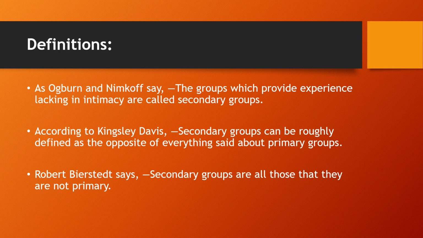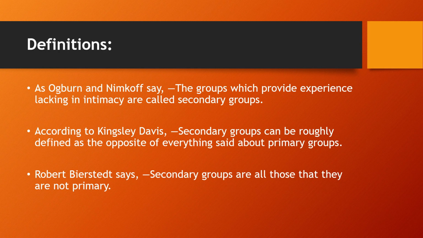Next, according to Kingsley Davis, secondary groups can be roughly defined as the opposite of everything said about primary group. So as I said earlier, if you want to remember the secondary group definition, it is very much the opposite of the primary group. The primary group is small in size, the secondary group is not. The primary group is intimate, in close proximity, face to face, but the secondary group is not. So this definition says that it is very much opposite to the primary group.